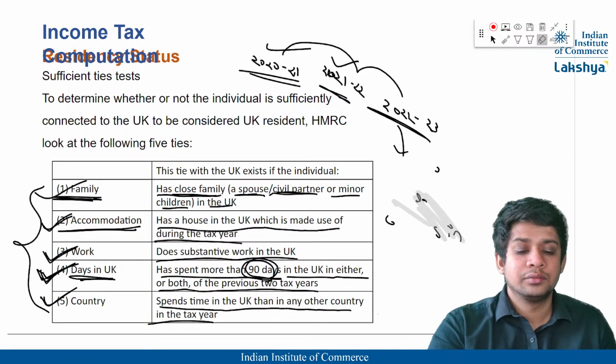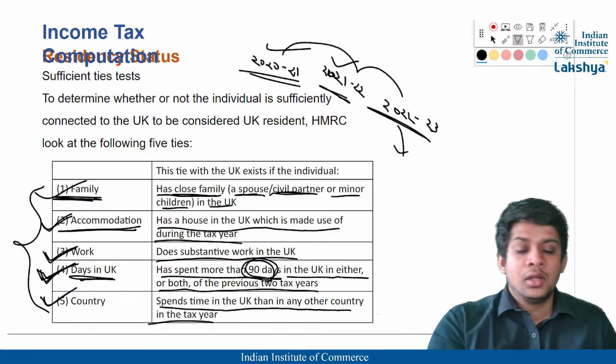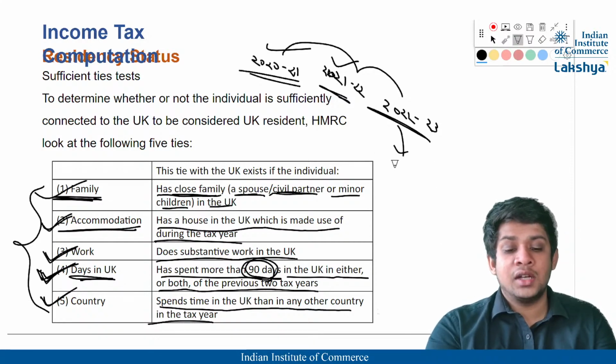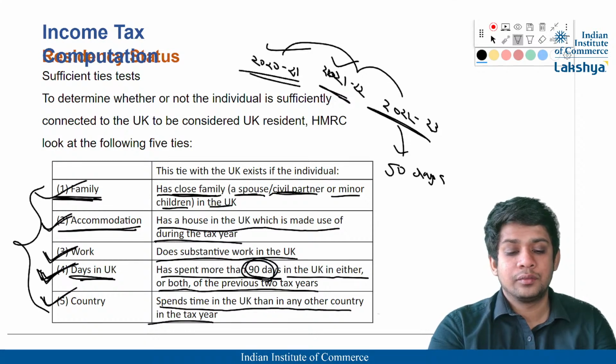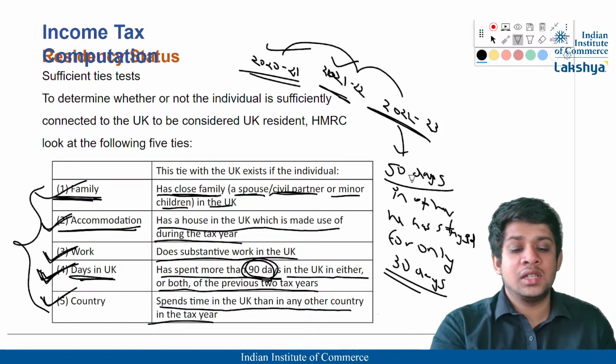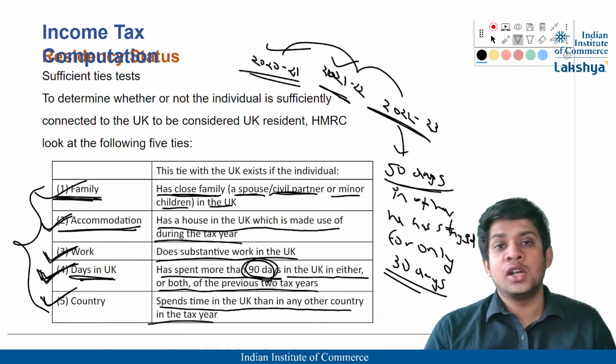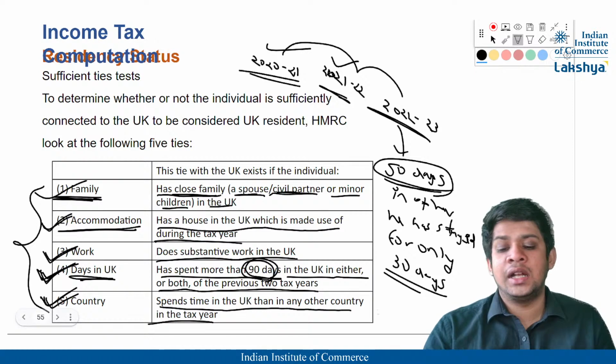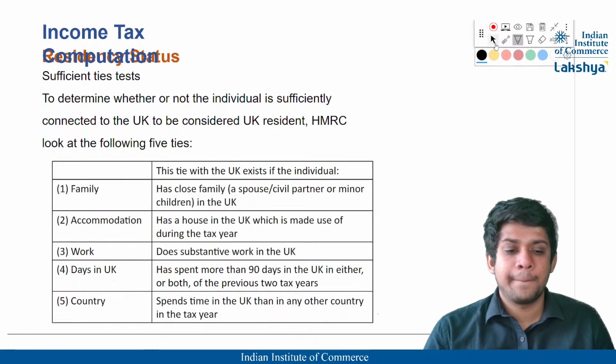I'll make it simpler. So maybe he has stayed in UK for 50 days. And I would say in other countries, he has stayed for only 30 days in each country. Okay. In other countries, he visited other countries also. But in other countries, he did not stay for more than 30 days in each of those countries. So the maximum that he has stayed is he stayed in UK for 50 days. So then his country tie will also be met. Okay.